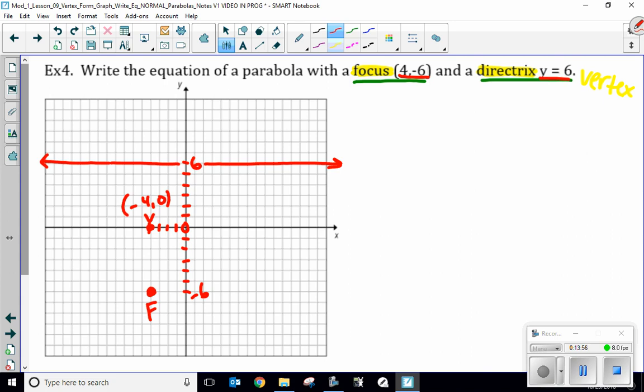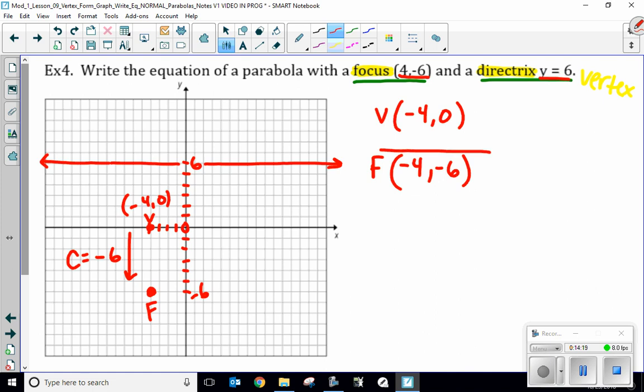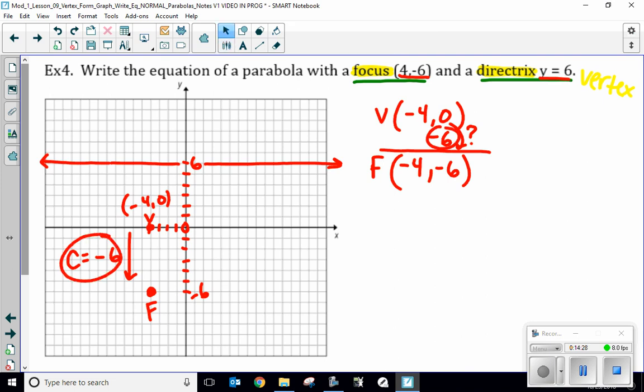All right? And what's my distance from my vertex to my focus? Well, I've got to go down 6. So that's my C value. All right? Again, let me remind you how to do this algebraically. If I have my vertex at (-4, 0), and I have my focus at (-4, -6), the $1,000,000 question is, how do I get from 0 to -6? I subtract 6. And that's my C value. Okay? So C is -6.